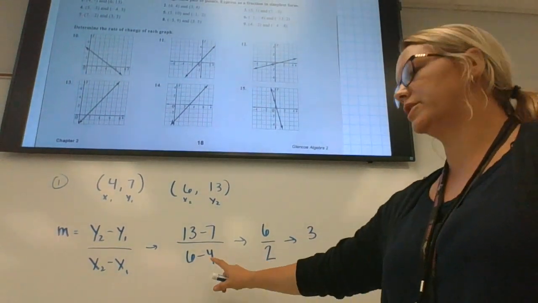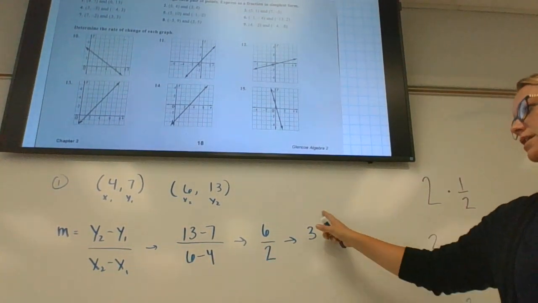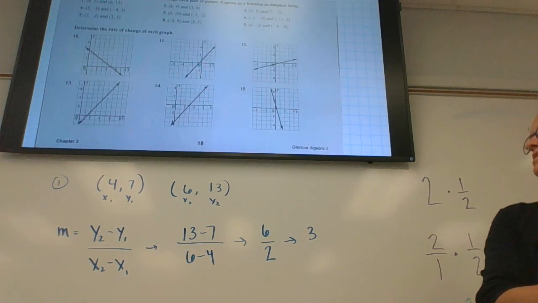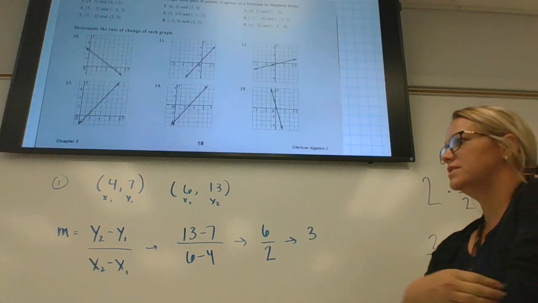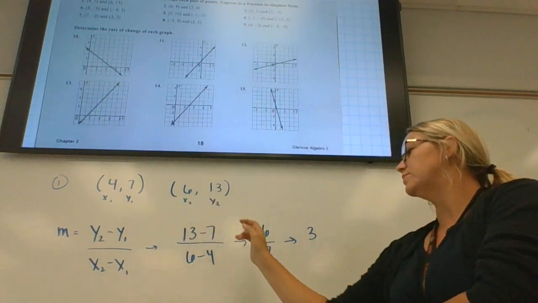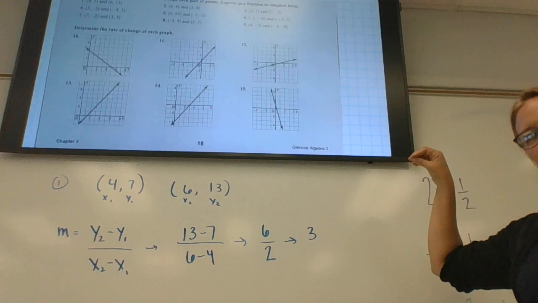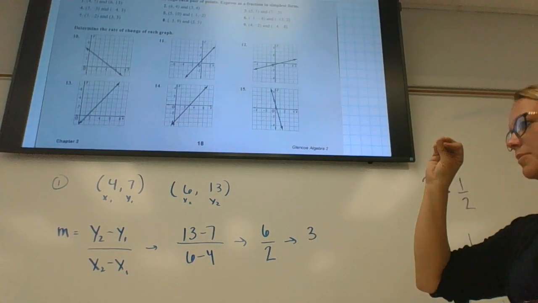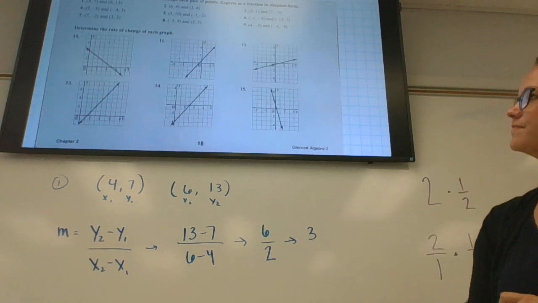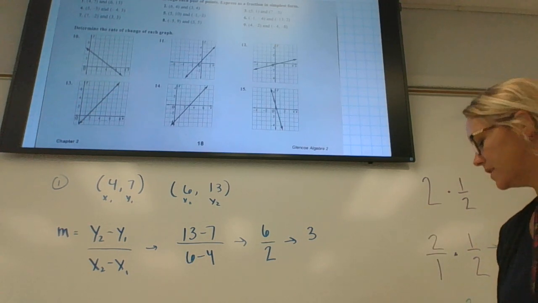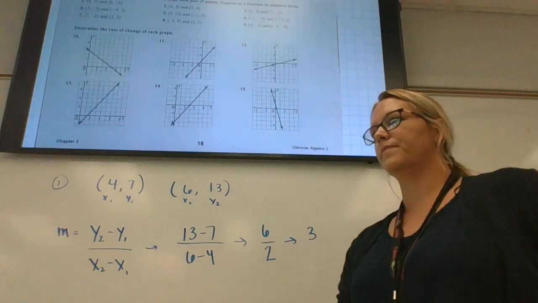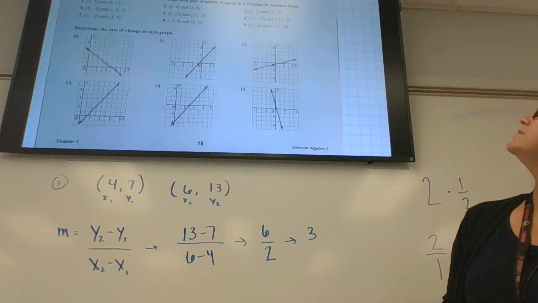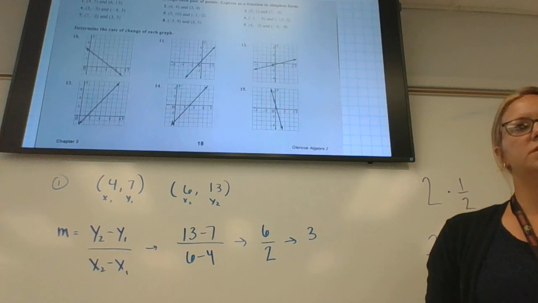So that's the work I'm hoping to see for these. I just need to see your fraction set up, the subtraction. Your slope is 3. To get from the first point to the second point, we would have moved up 6 over 2, and that's the same as moving up 3 over 1 to form your line. Okay, so now I'll do number 2, and then I'm going to jump to 10 and 11.